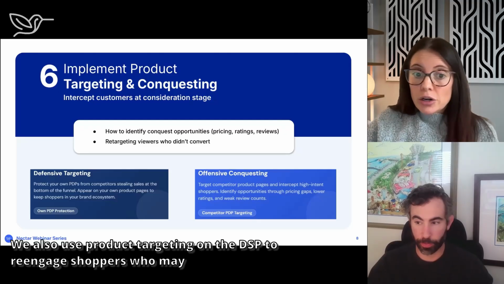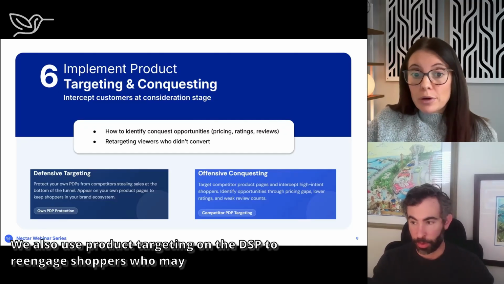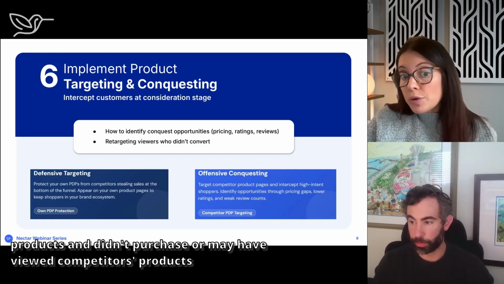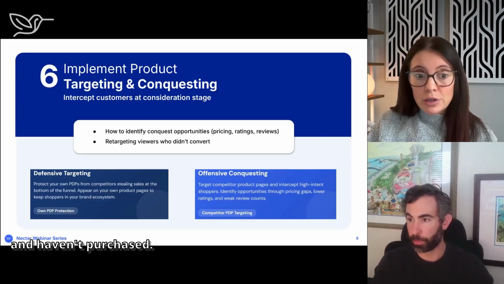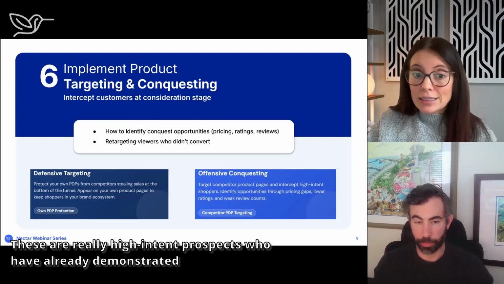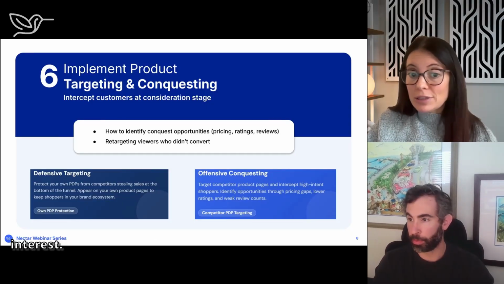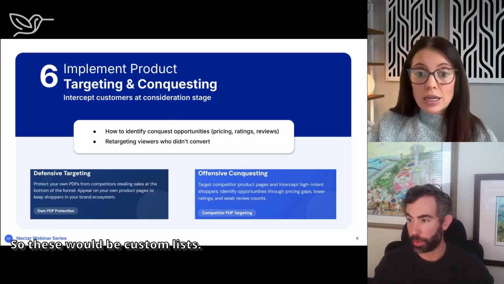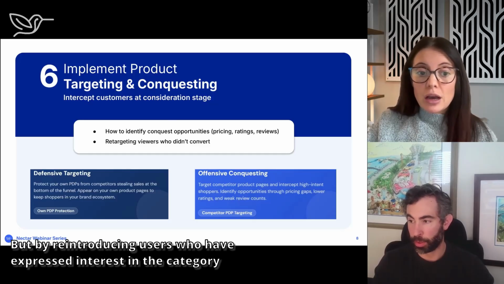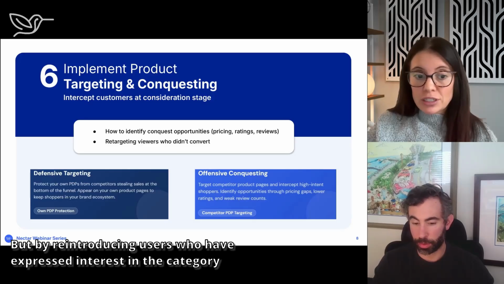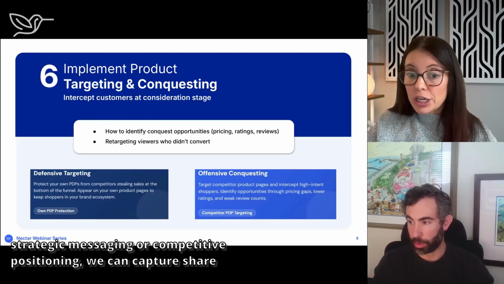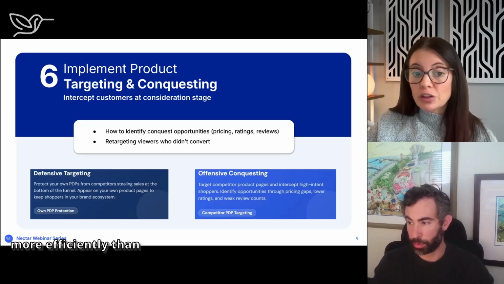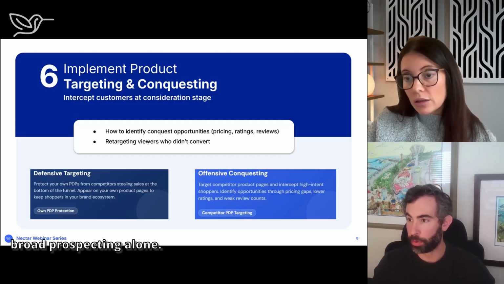We also use product targeting on the DSP to re-engage shoppers who may have viewed your products and didn't purchase, or may have viewed competitors' products and haven't purchased. These are really high-intent prospects who have already demonstrated interest. So these would be custom lists. By reintroducing users who have expressed interest in the category to your product with strategic messaging or competitive positioning, we can capture share more efficiently than broad prospecting alone.